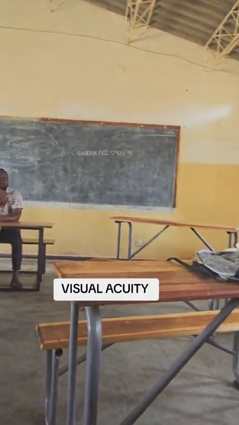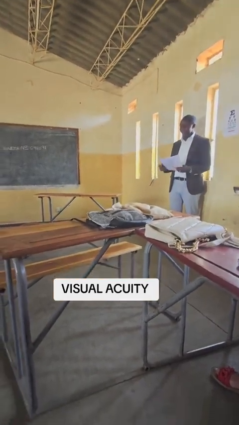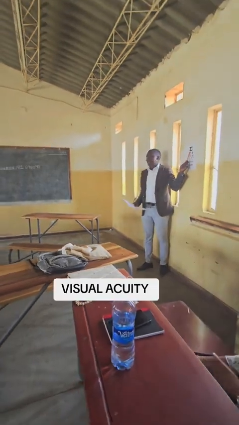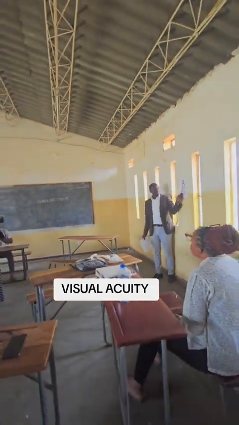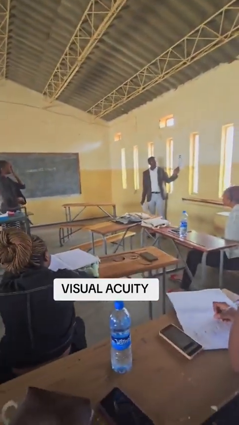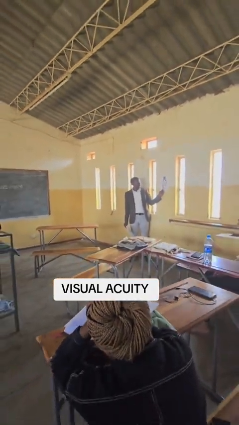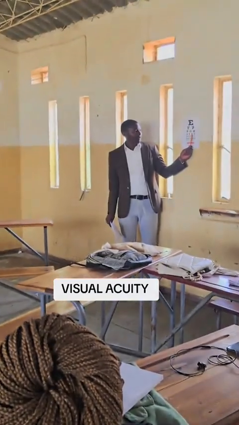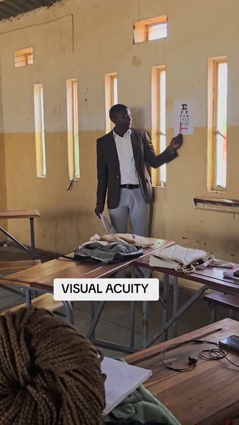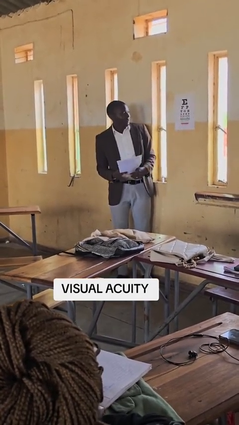So Miss X, you can cover your left eye so that we assess the right eye. So what letter is this? This one? This one? This one? This one? This one? This one? This letter? Again? Okay, you can remove your hand.